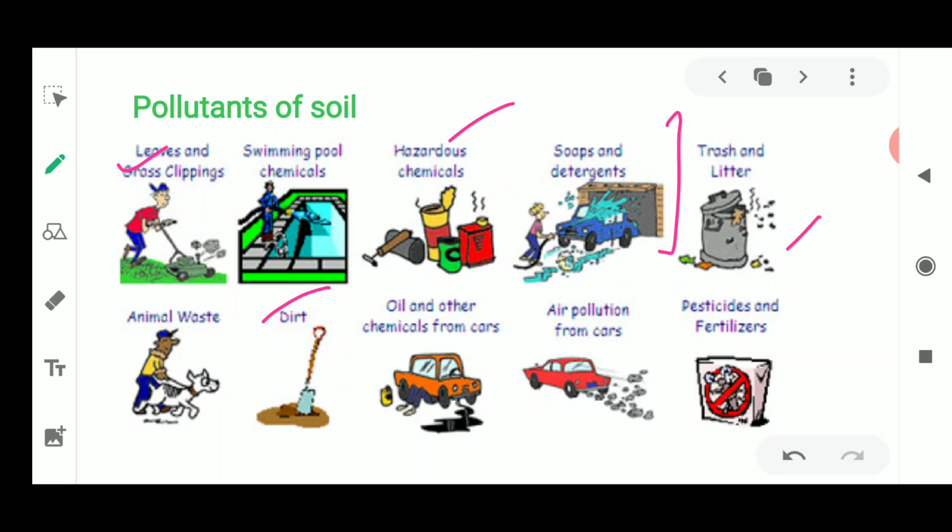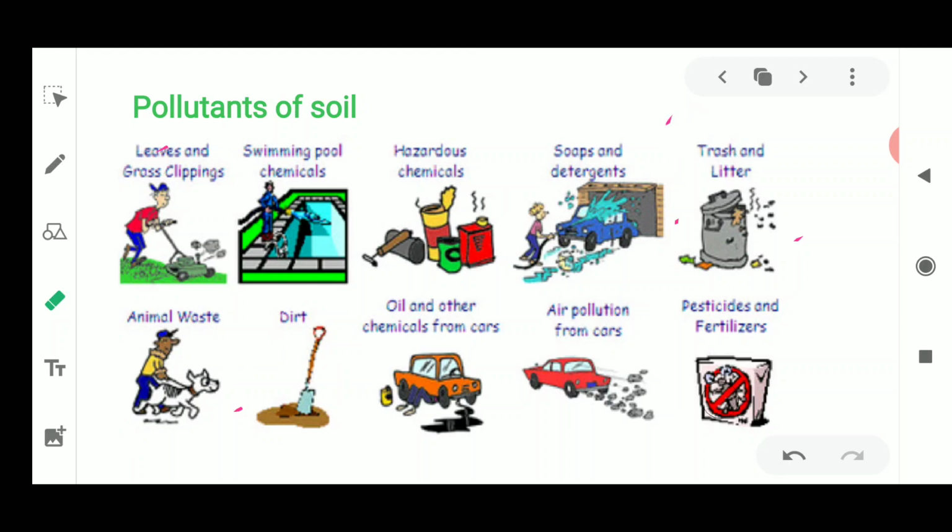Next, the litter, which is non-biodegradable waste. This could be polythene, plastic cans, metallic cans and other substances made from various metals, which are non-biodegradable. Animal waste is also another type of natural pollutant. Then there is dust, oil and chemicals from the factories and cars, air pollution, pesticides and fertilizers. All these are pollutants responsible for degrading the quality of the soil.